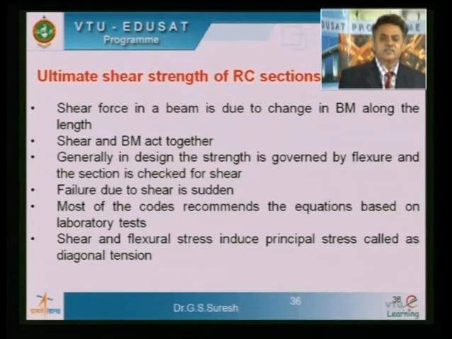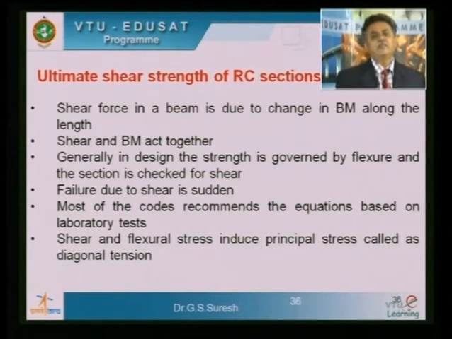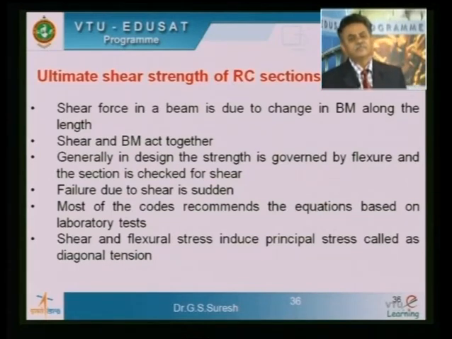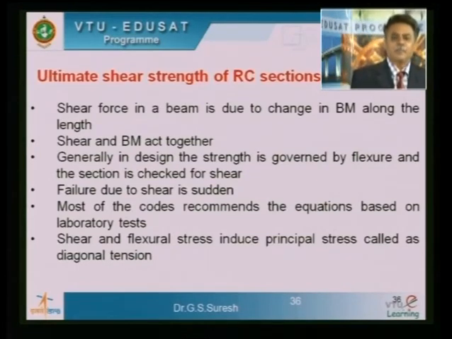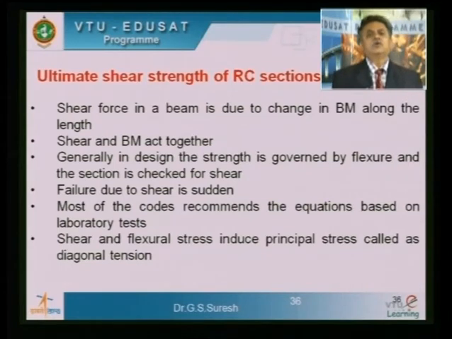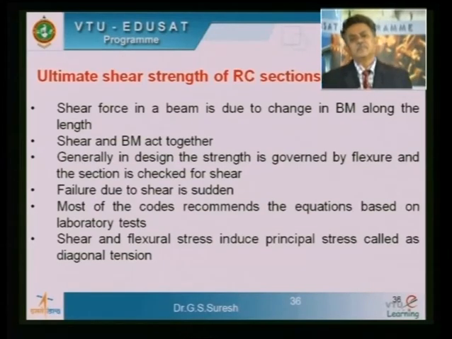Generally, in design, the strength is governed by flexure. That means I design the beam, both reinforcement and the depth, considering the bending moment, and I check whether the applied shear force is causing any additional stresses which may damage the section. You should not allow the beam to fail due to shear, because this will cause tensile stress in the concrete, which has an adverse effect of sudden failure, that is brittle failure.